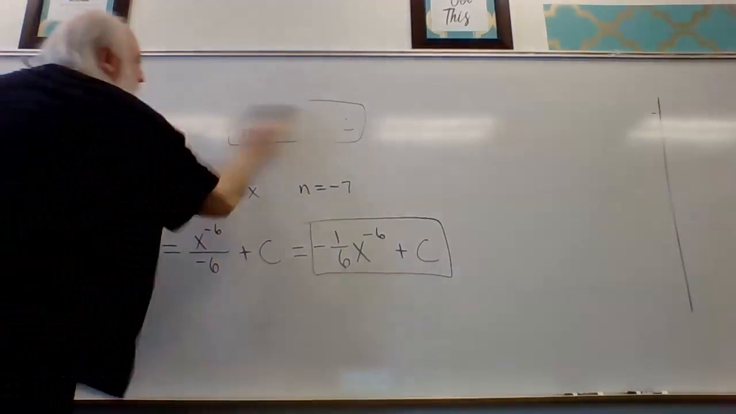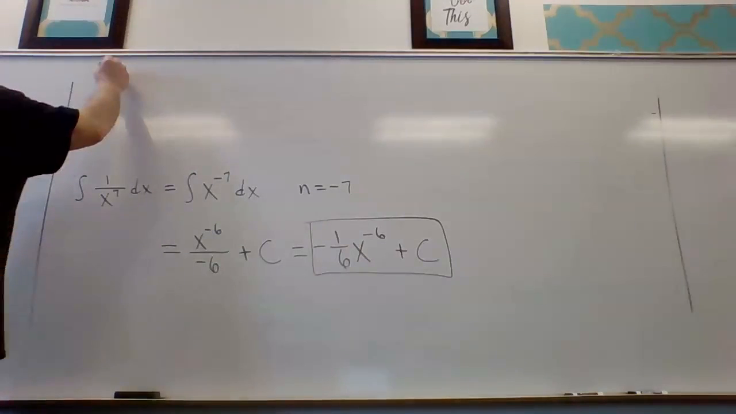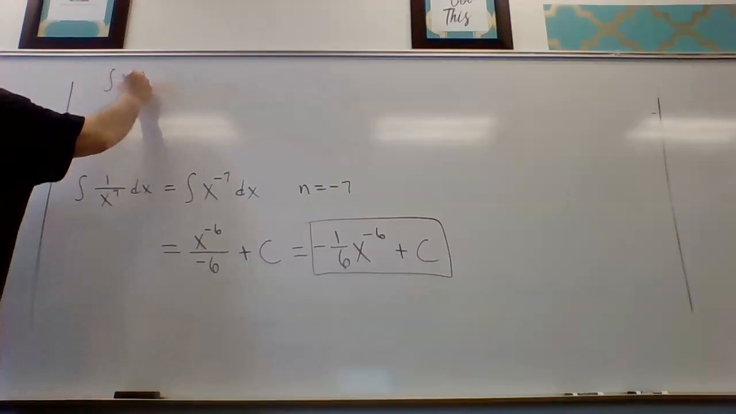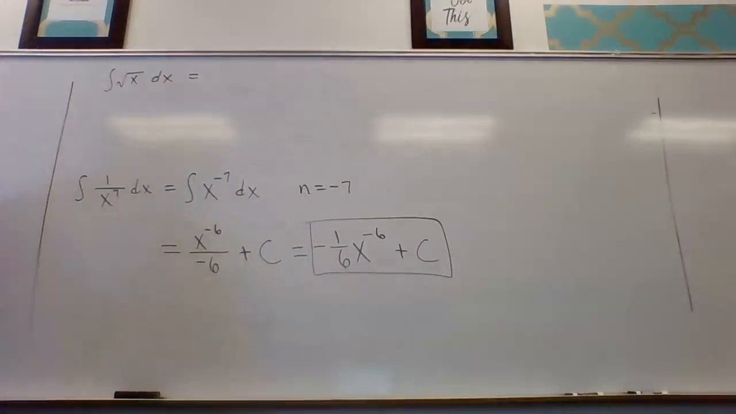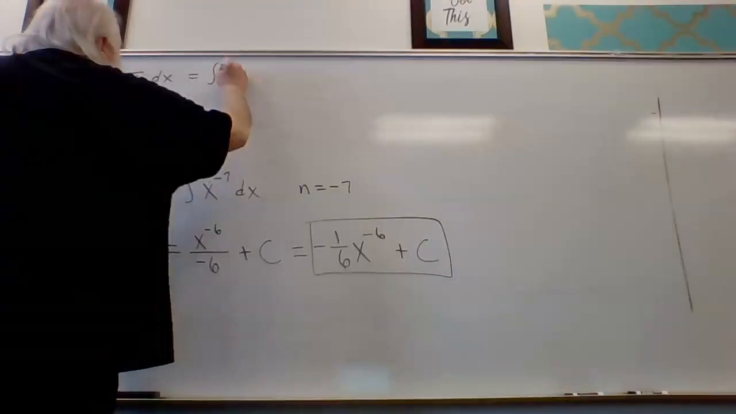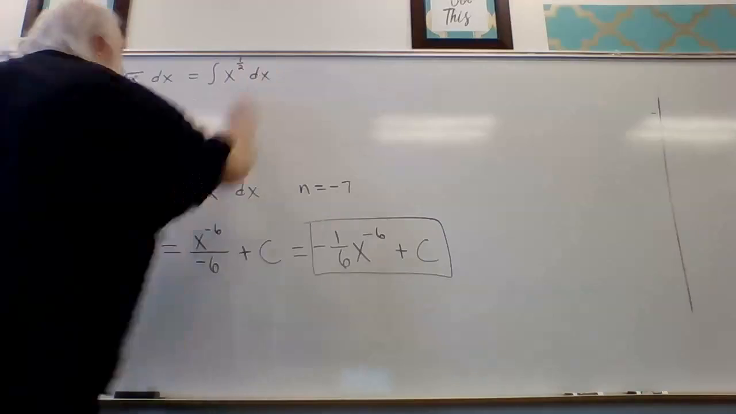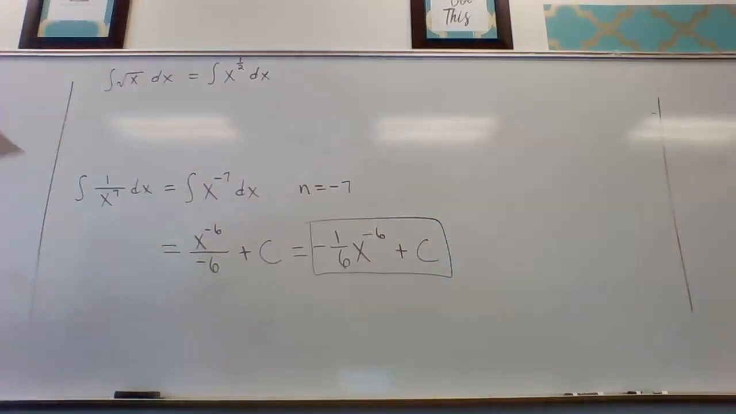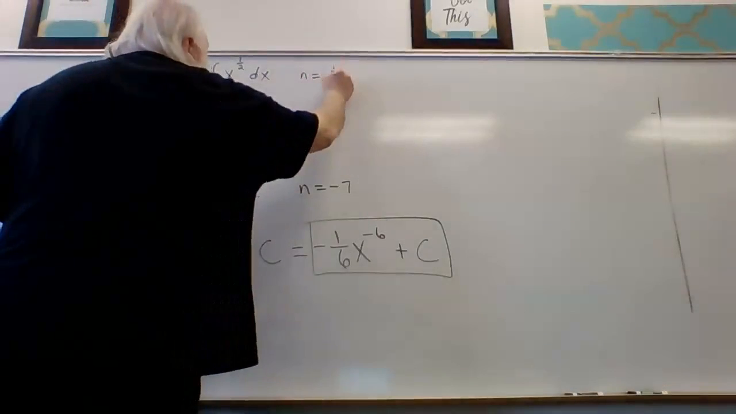And then lastly, in example 5, we have to find the antiderivative of square root of x. Well, you know we have to rewrite square root of x with a rational exponent. And square root of x is the same as x to the 1/2 power. So n is equal to 1/2 in this case.